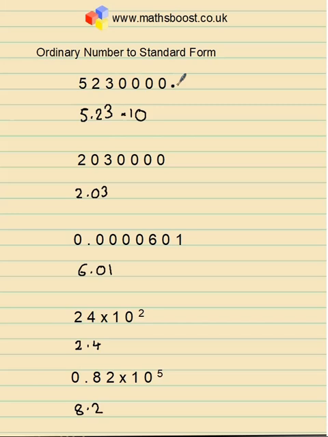And what we can see is that this has moved 1, 2, 3, 4, 5, 6 place values. And this is a large number we can see, so we'll put the 6 there. And I think you're fairly happy with that.